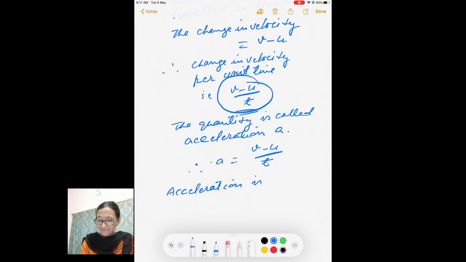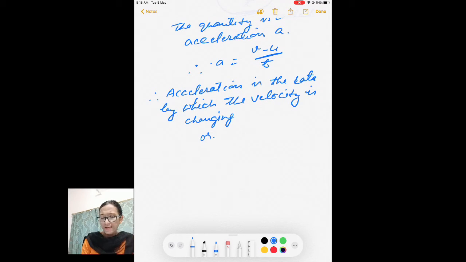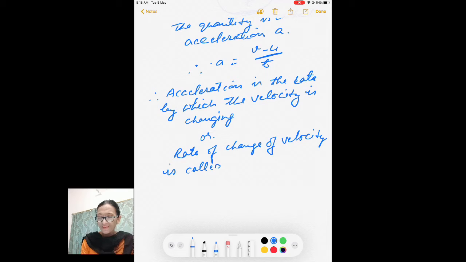Acceleration is the rate by which the velocity is changing. You can also say that rate of change of velocity is acceleration. Rate of change of velocity is called acceleration.